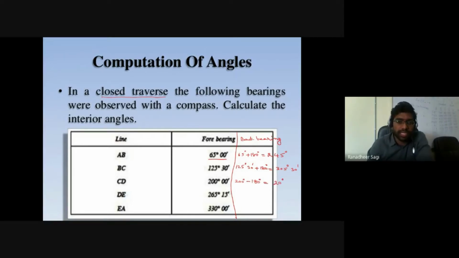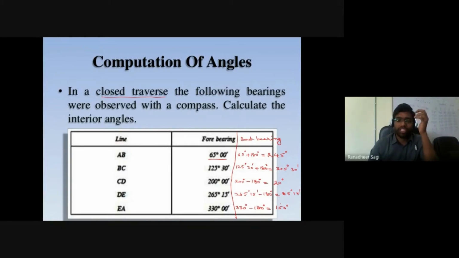So the back bearing of line CD is 200 degrees minus 180 degrees, which is equal to 20 degrees. Next, the fore bearing of line DE is given as 265 degrees 15 minutes. So the back bearing of line DE is 265 degrees 15 minutes minus 180 degrees, which is 85 degrees 15 minutes. Next, the fore bearing of line EA is given as 330 degrees. Then the back bearing is 330 degrees minus 180 degrees, so it is 150 degrees. So fore bearings and back bearings of all the lines of the traverse are known.